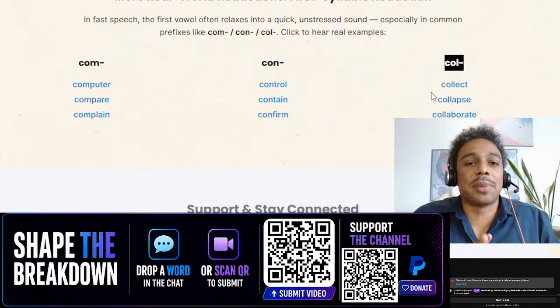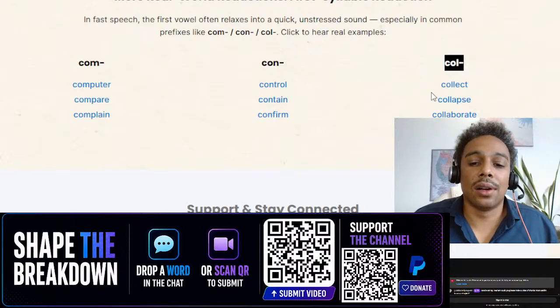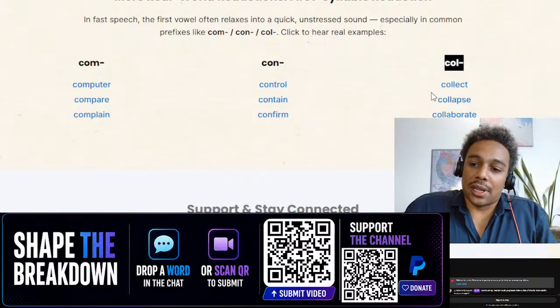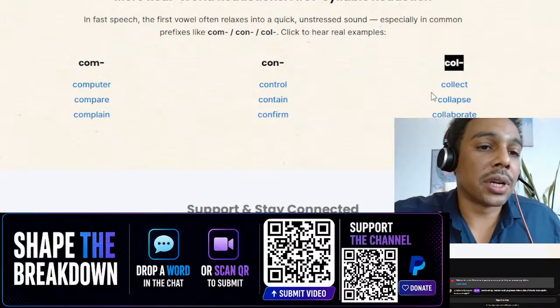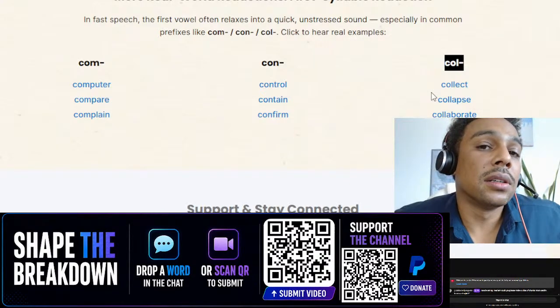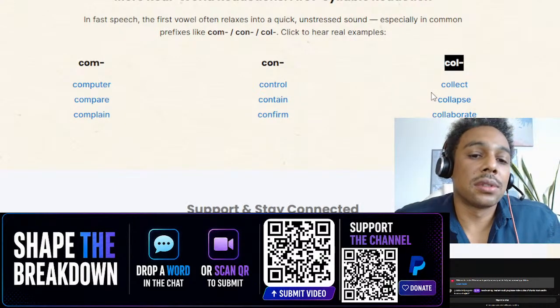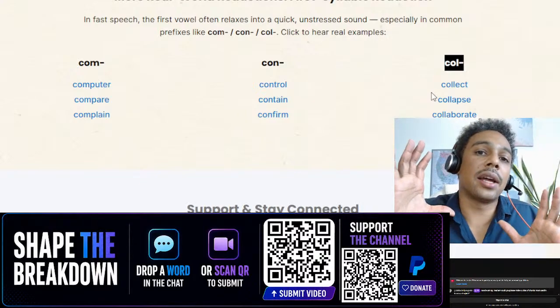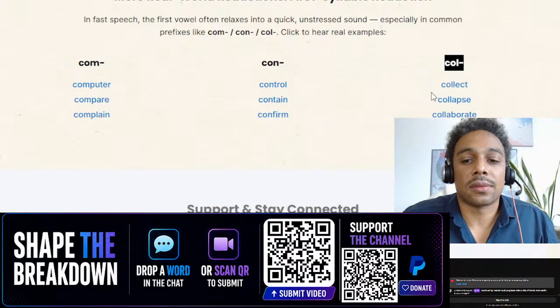It does sound unstressed, but it's not a syllabic consonant. You're not actually removing the vowel. So what I'm doing is bringing the energy of my voice up, starting this vibration, and just pushing through, keeping my voice in the body. Collect, collect, like that. Same thing with collapse. Look how I highlight the stressed vowel, collapse.